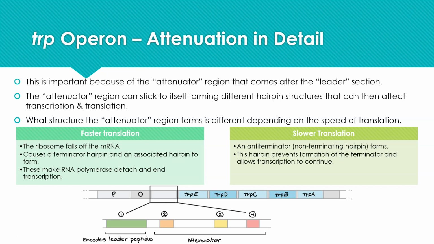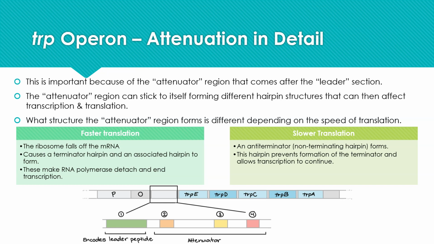But basically, what will happen is if you translate fast, as this mRNA changes shape, as it's moving fast, it causes something called a terminator hairpin. And a hairpin is just a really sharp loop. Fast translation causes a terminator hairpin, whereas slow translation causes an anti-terminator or a non-terminating hairpin. That's the kind you want if you want to keep transcribing. And you only get that with slow translation, which only happens when there's low tryptophan.